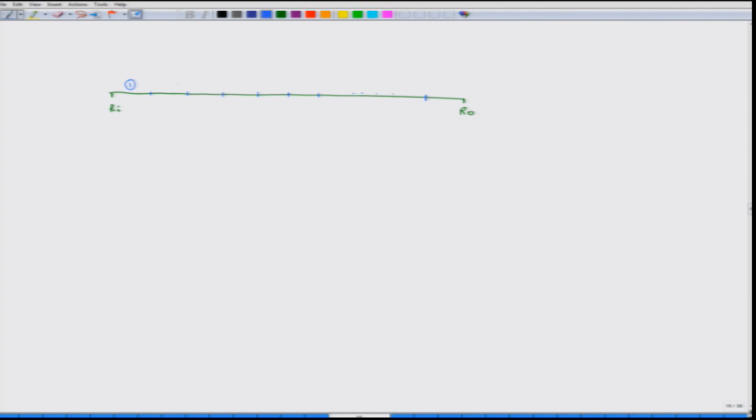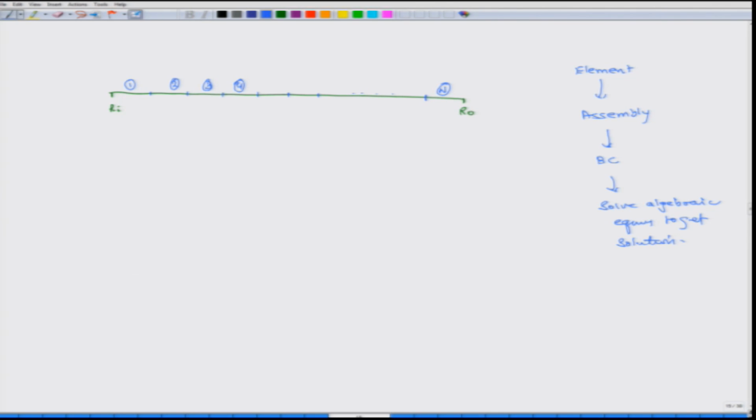So, this was element 1, this was element 2, this was element 3, this was element 4, to the nth element. And what we had explained was that first we develop element level equations, then we do assembly, and then we do boundary conditions, and solve the algebraic equations to get the solution.